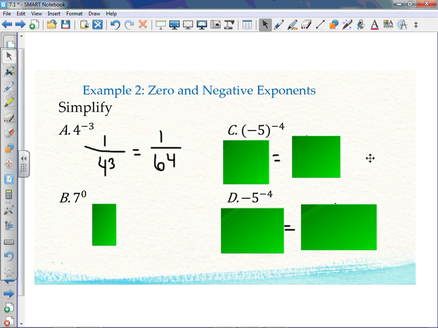Next is B, 7 to the 0. Anything to the 0 power is just 1. Please, please don't put the answer 0 for those.